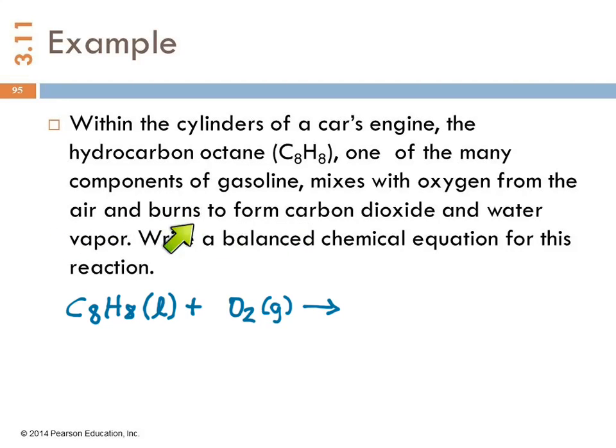Burns to form, so this is the arrow. Carbon dioxide, what's the formula for that? CO2. What do you think the state of CO2 is? A gas. And water vapor. So water is H2O. Vapor tells us that the state is what? A gas. So that's the first step. We've got the reactants and products. We've got their correct formulas.